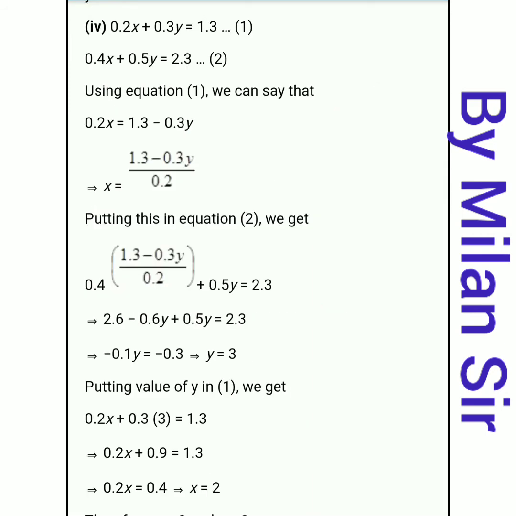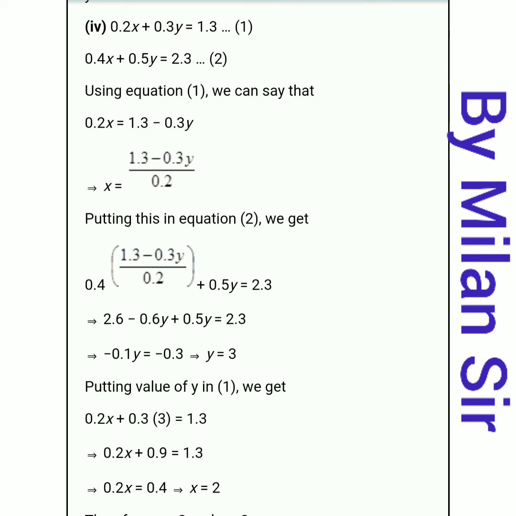Then question number 4. So here we have our two equations. It's 0.2x plus 0.3y is equal to 1.3. Second equation, 0.4x plus 0.5y is equal to 2.3.